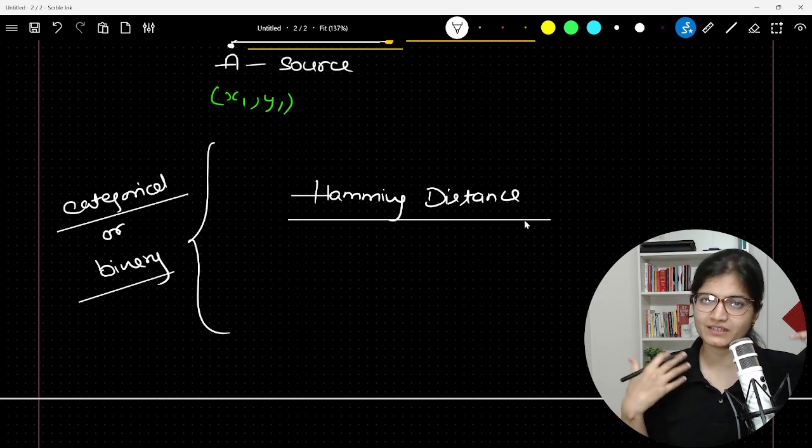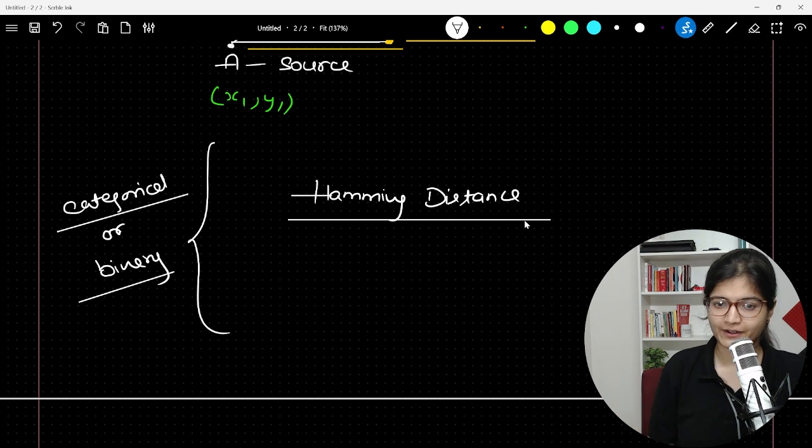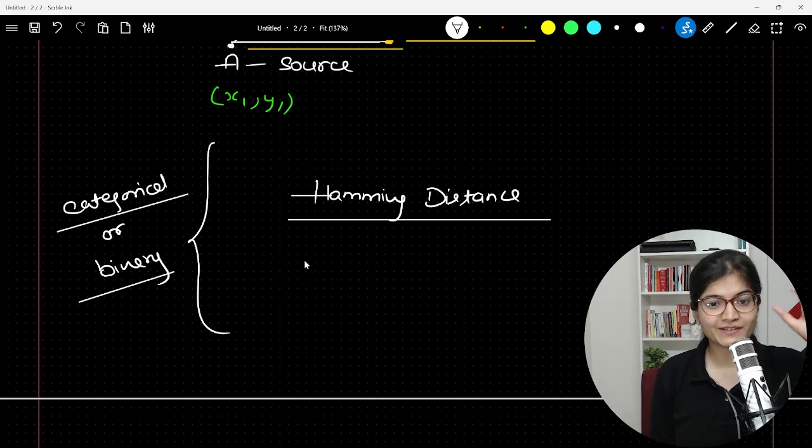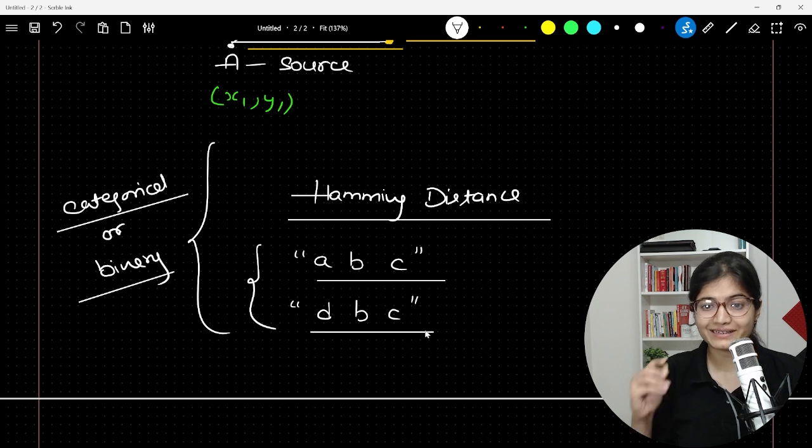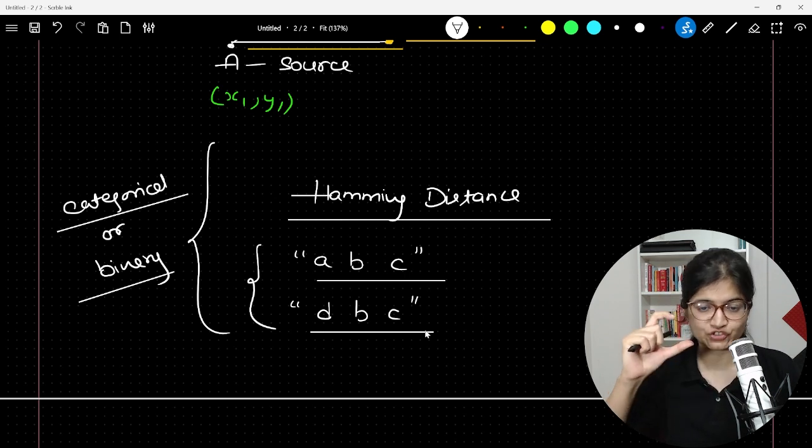I hope you all know the meaning of categorical and the meaning of binary data. For example, let's say you're working with strings and there are two strings that you have. One is A, B, C. Another one is, let's say, D, B, C. In that case, if I ask you what is the distance between these two strings, Hamming distance says just pick up the positions where there is not a match, right?